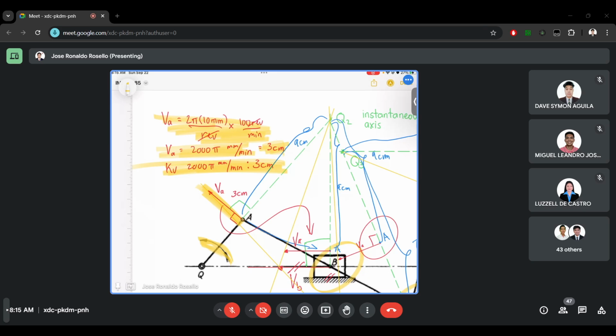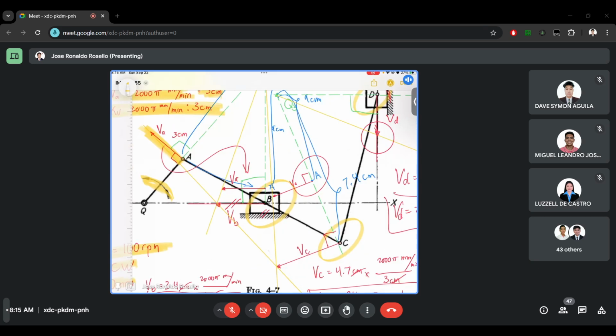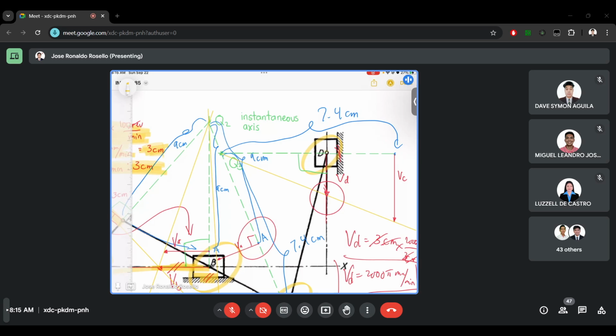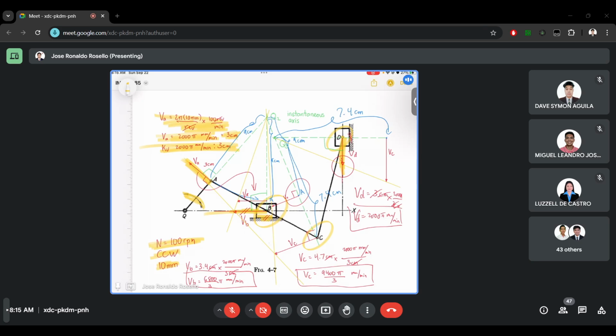Then, let's determine the directions of the other points. Point B, we can determine the direction because it is on a slider. The direction of its velocity should be parallel to the ground. So we only know the direction. Then at point C, we cannot determine yet what is the direction, because it is not on a slider, it is also not on a point that is pivoted to the ground. Then at point D, it is also in a slider, so the direction should be parallel to the ground. So again, we just know the directions for now.